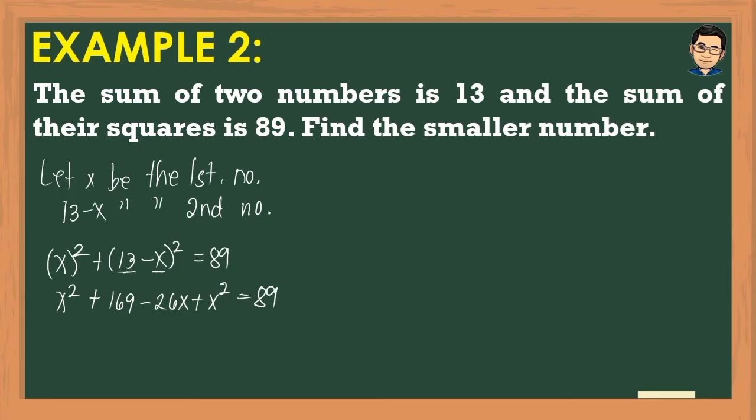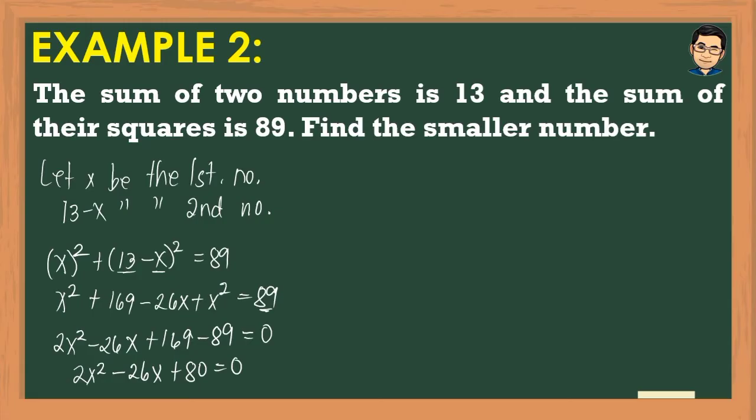Now, we combine like terms. And then tong 89 na to, lipat natin siya sa left side. So we combine like terms, magiging 2x squared kasi x squared plus x squared. And then minus 26x plus 169 minus 89 equals 0. Then 169 minus 89, that is 80. So i-rewrite natin as 2x squared minus 26x plus 80 is equal to 0.